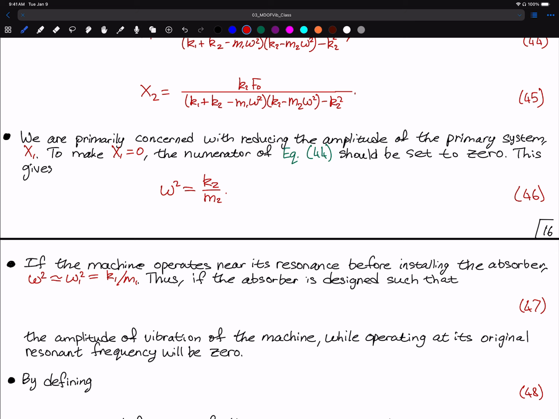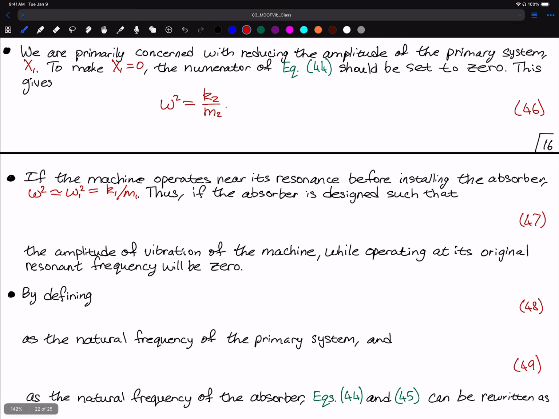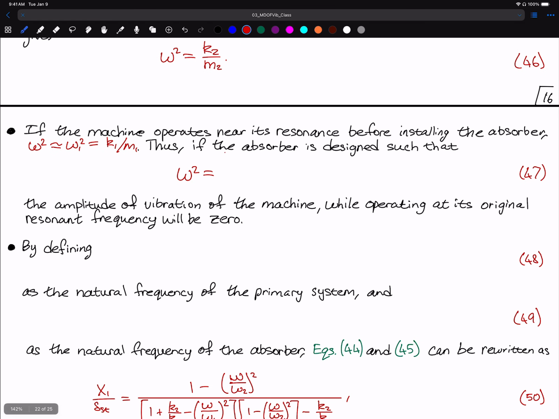In other words, the natural frequency of our vibration absorber by itself should be equivalent to the forcing frequency of the machine. So if the machine operates near its resonance before installing the vibration absorber, then omega squared is going to be almost omega 1 squared, which is equal to k1 over m1. And thus, the absorber should be designed such that omega squared is equal to k2 over m2, equal to k1 over m1.